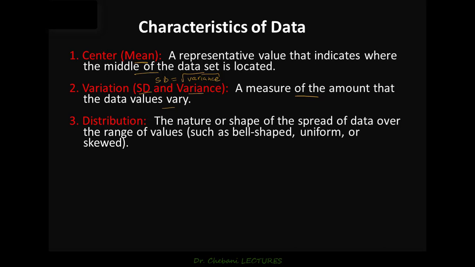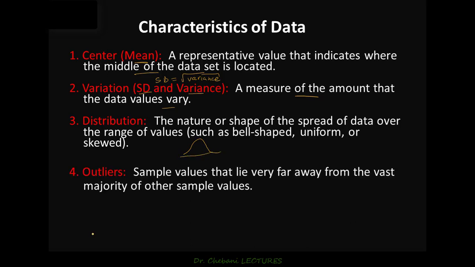Distributions. This is the nature, rather, or the shape of the spread of data over the range of values. And we will look at such graphs as the normal distribution, right? The bell-shaped curve. And we have what is known as outliers. These are values that lie very far away from the vast majority of other values, and they're usually very small values or very large values.